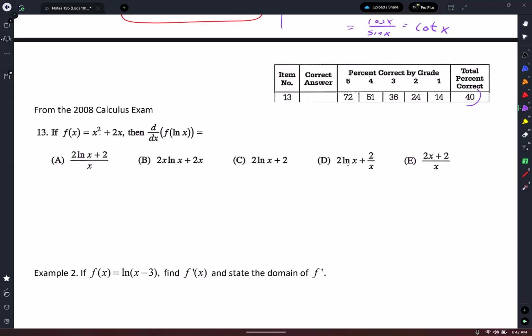40% of the total population got this question correct. 36% of the threes, 51% of the fours, 72% of the fives. So this, I guess, is considered a hard question. What's the difference between a 4 and a 5? Probably questions like this. The 5s are usually getting it correct, while everyone else is flip up a coin. Does that make sense? So take 2 minutes. See if you guys can figure this question out.